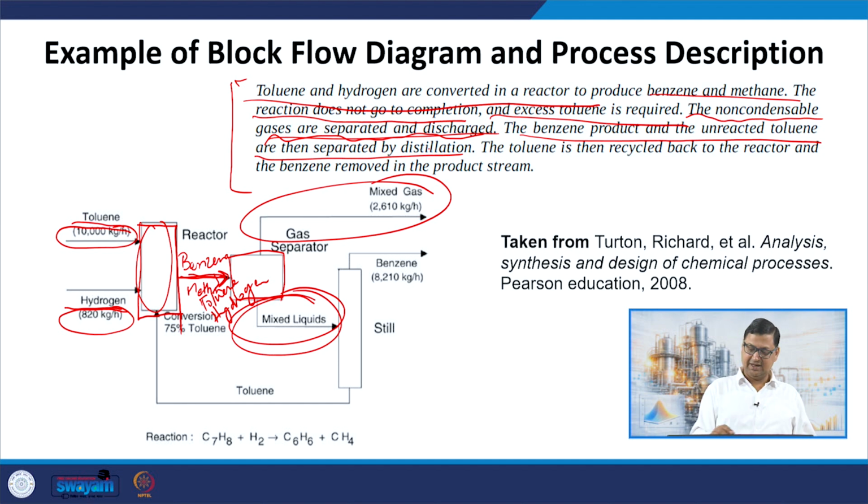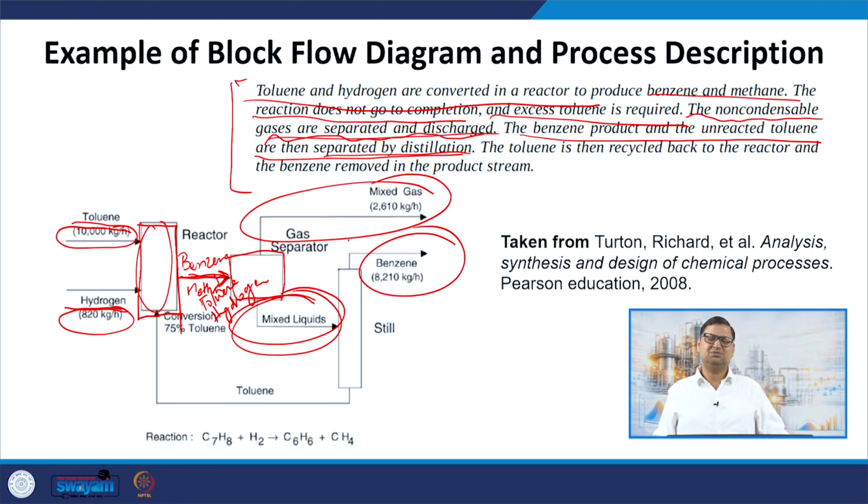So, now it is being separated by distillation. When you distill it, you may get a product. Probably benzene is more volatile here, that is why it is going from the top. And then, since the reaction anyway requires excess toluene, and toluene is not our desired product, it is a good idea to probably recycle whatever toluene we have got back to the reactor.